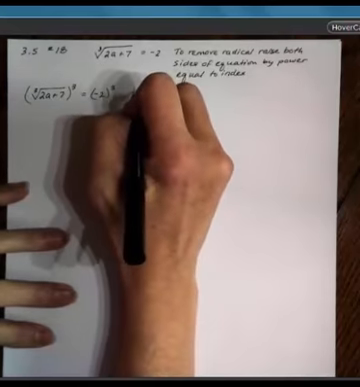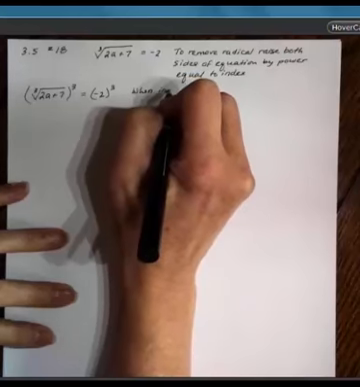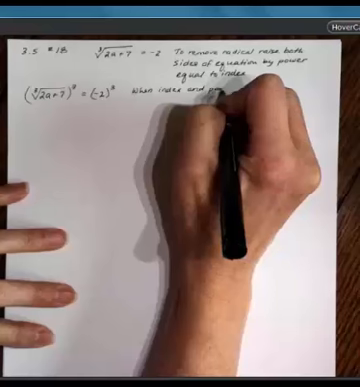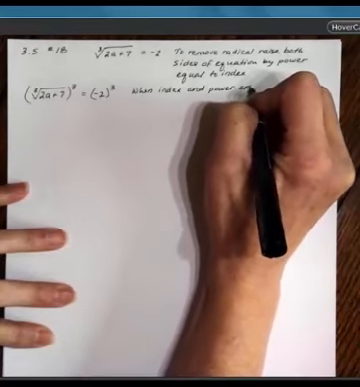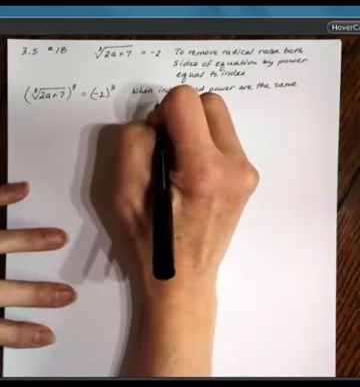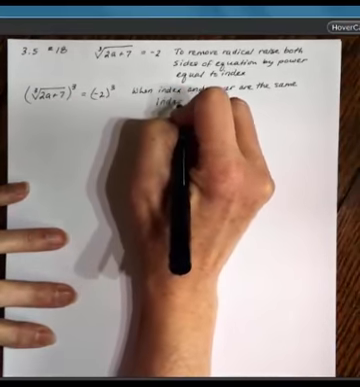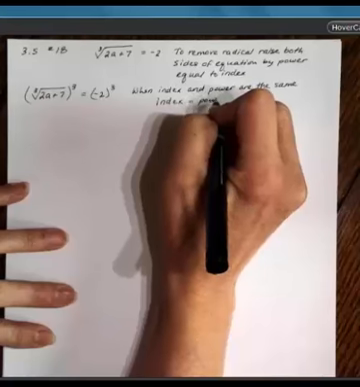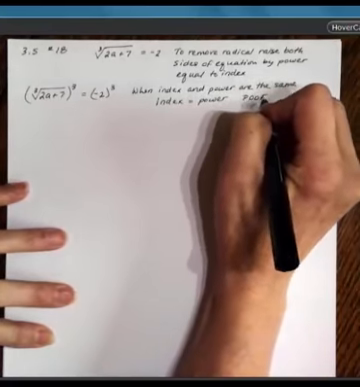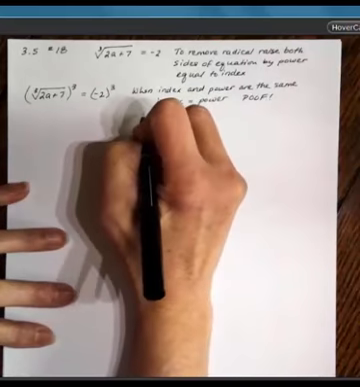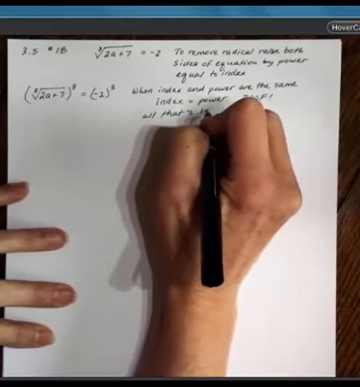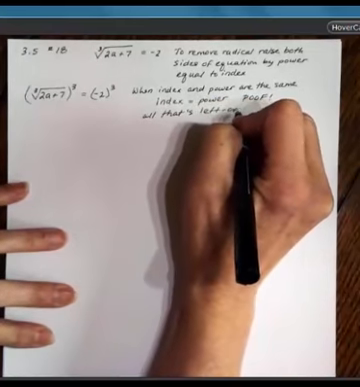So when index and power are the same, so index equals power, we end up having poof. All that's left over is the radicand.